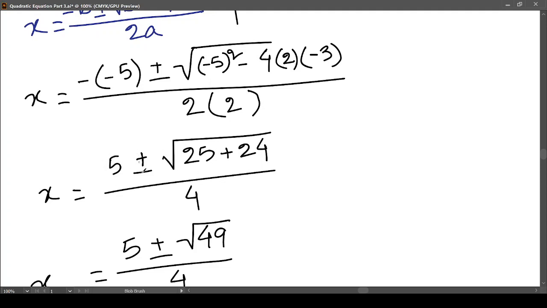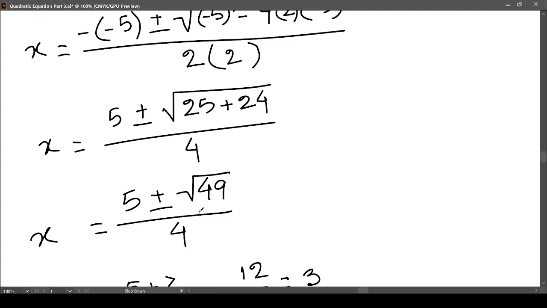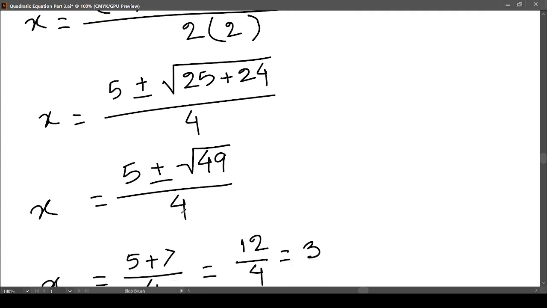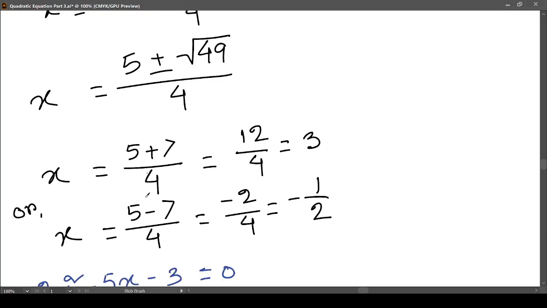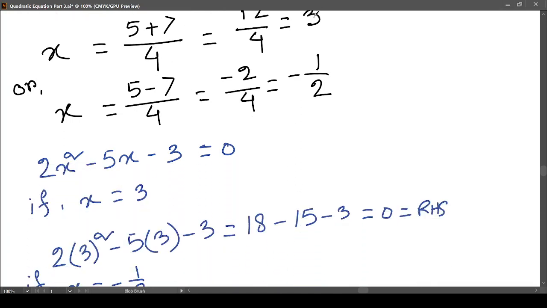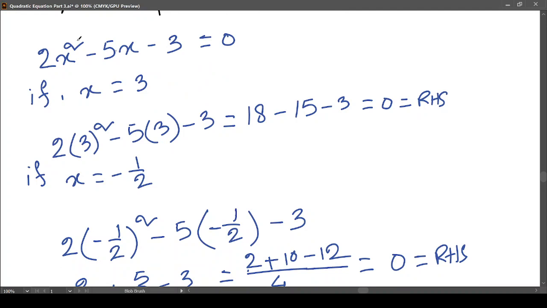Then you will get 5 plus minus root of 25 plus 24 divided by 4, which is 5 plus minus root of 49 divided by 4. If this value is positive, then you will get x equals to 3. If this value is negative, then you will get x equals to minus half. And if you put these two values of x, 3 and minus half, in this equation, you will achieve the right hand side, which is basically 0.